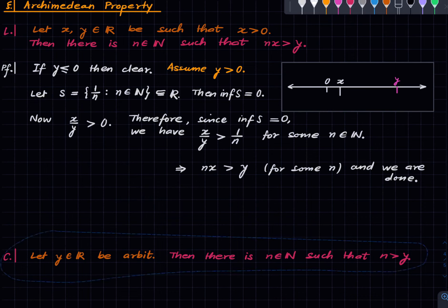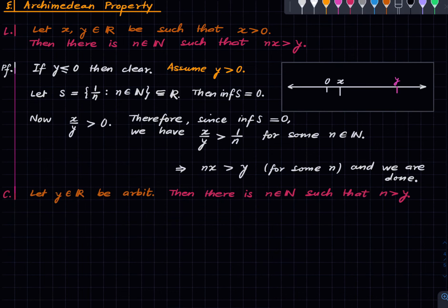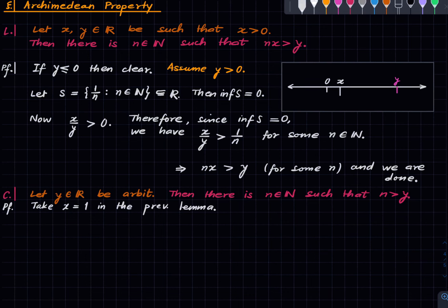And it has a corollary. If you have an arbitrary real number y, then there is some natural number n such that this happens. So the proof is a one line or one word kind of argument. Take x equals 1 in the previous lemma. That's it. That proves this.